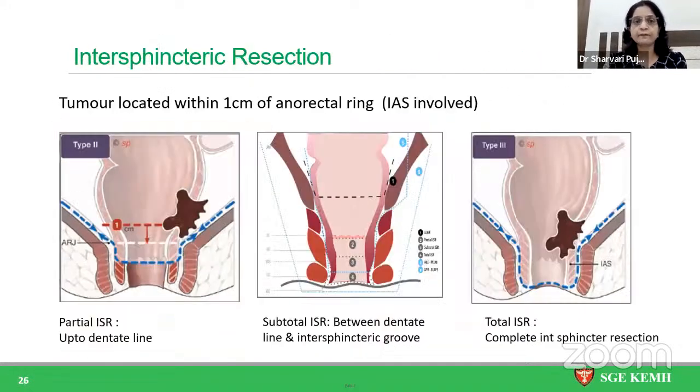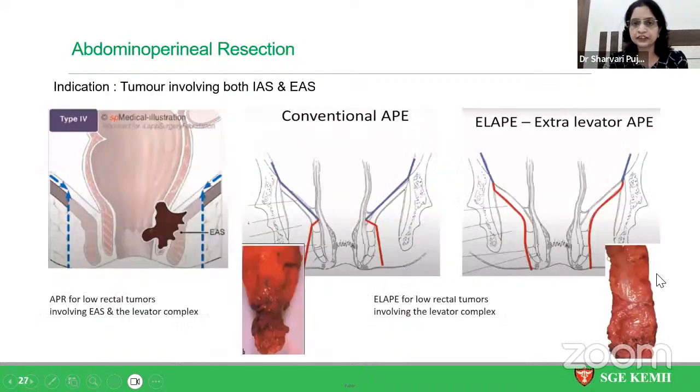ultra low resection. If the tumor is further below this level, which involves the internal anal sphincter but spares the external anal sphincter, then we need to resect the internal anal sphincter, so it is called intersphincteric resection. It can be a partial, subtotal or total intersphincteric resection, depending upon the level of involvement. Upper 1/3 up to 2/3 of the internal sphincter is resected in the subtotal, and complete resection of the internal anal sphincter in the intersphincteric groove is done if we have to do a total intersphincteric resection.